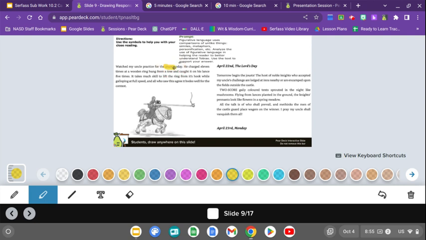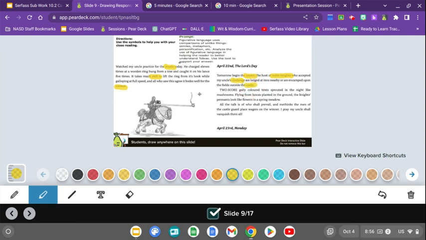Watch my uncle practice for the joust today. Fighting is part of the knightly moral code. He charged 11 times at a wooden ring hung from a tree and caught it on his lance 5 times. It takes much skill to lift the ring from its hook while galloping at full speed, and all who saw this agree it bodes well for the contest. April 22nd, the Lord's Day. Tomorrow begins the jousts. The host of noble knights, ooh, there's that word noble and knights, who accepted my uncle's challenge, are lodged at inns nearby or are encamped upon the fields outside the castle.